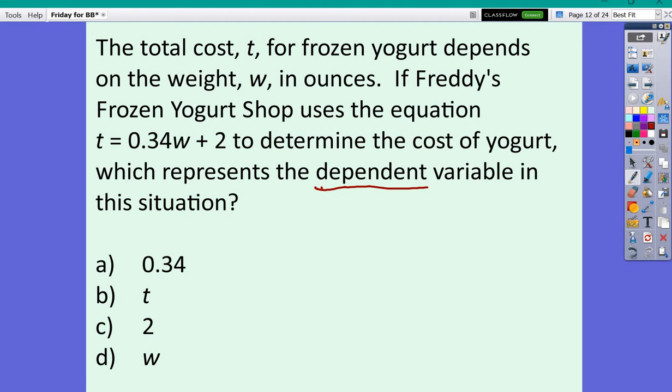So really all I care about is that last part. And we've talked about how the dependent variable is the one that depends, and nobody wants to be around. We also know that we're looking for a variable. So it's not going to be 0.34 and it's not going to be 2. So if we look at what we've got left, T and W, which one is by itself because it depends? That's T. So that's the dependent variable.